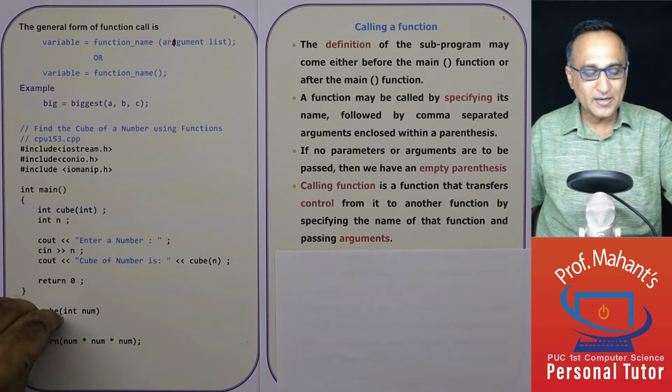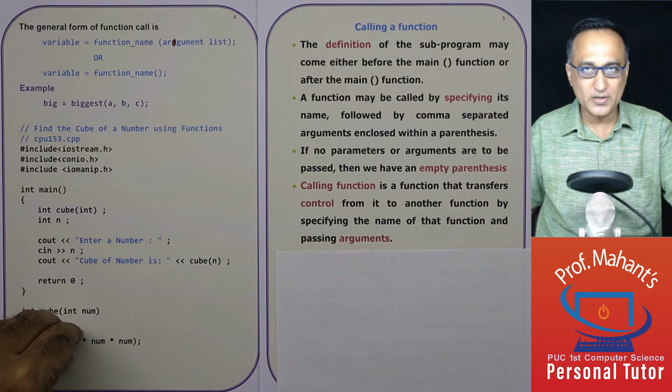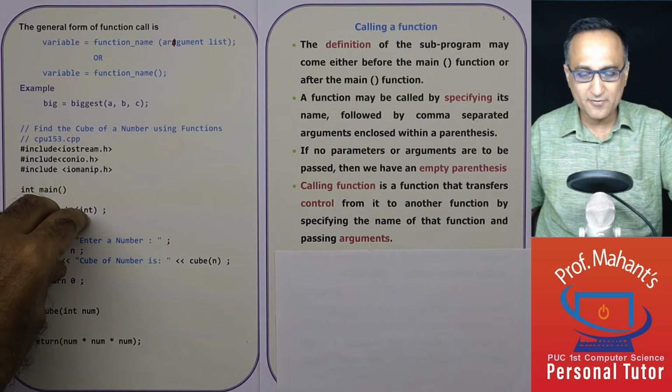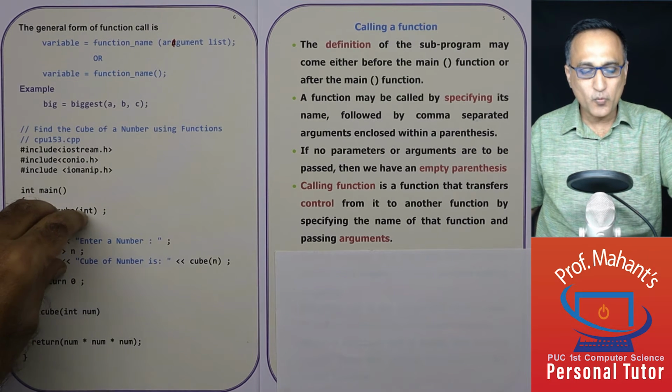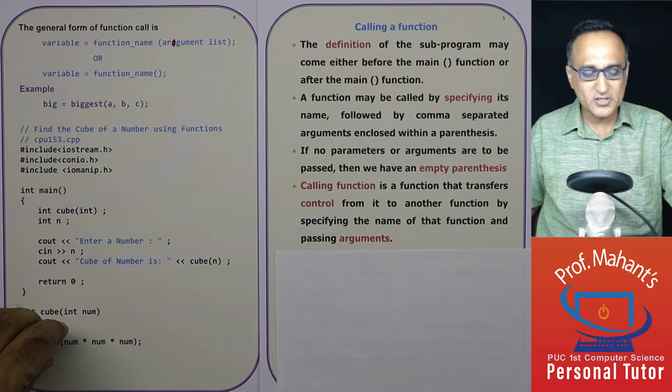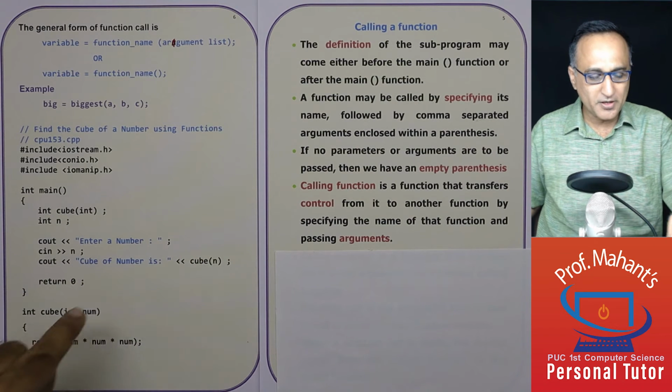So cube is the helper or called function. Don't use the word helper, I'm just making it simple for you. Cube is the called function. This is the calling function. So when the calling function calls the called function, the control at this point will come here.